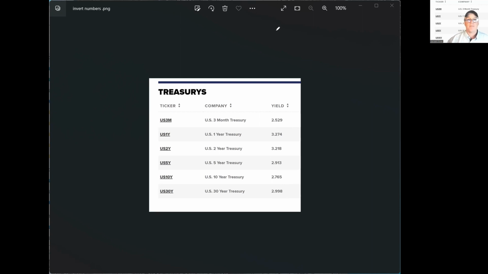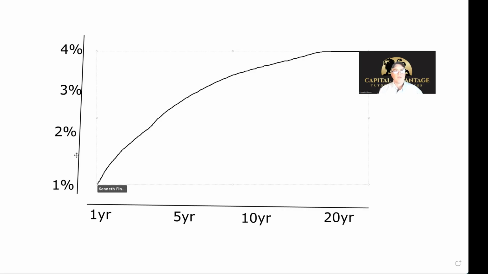We can do the chart. So this is what a normal yield curve looks like. Again, I'm just doing the chart because I want to show you what happens. So now we have the short-term yields here. They're usually lower than the long ones. That makes sense. The long ones are 4%. The low ones are 1%. This is obviously not correct yet.